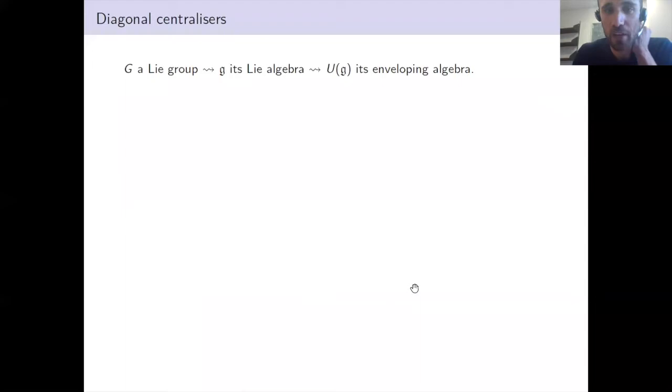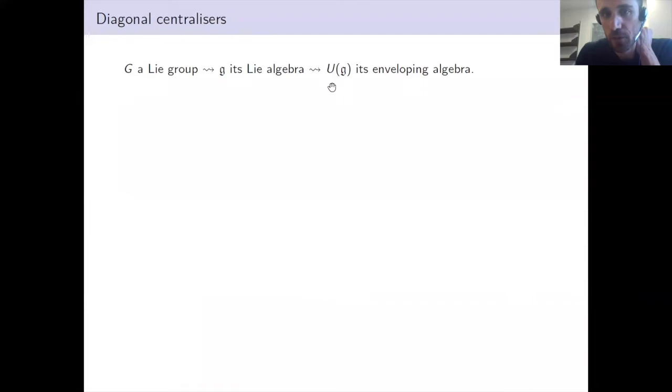Okay, so a slide of generalities a little bit. In general, G is going to be SU2 and SU3 in a moment. But in general, if you have a Lie group, of course, it's very convenient to replace it by its Lie algebra. And when you have the Lie algebra, you may want to consider the universal enveloping algebra, because this is a good and honest associative algebra.